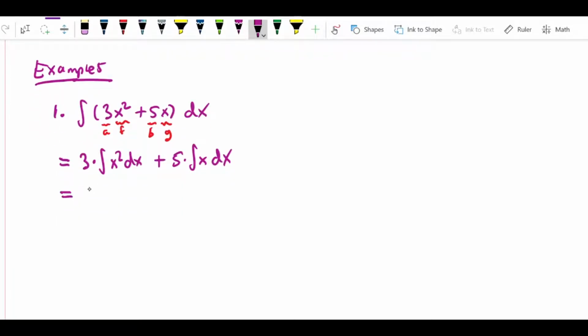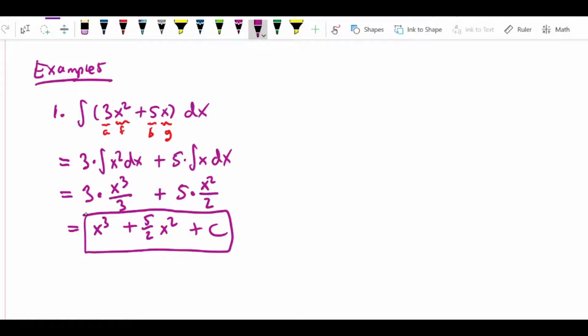So we now know how to find these antiderivatives. That's just going to be 3 times x cubed over 3, which is the antiderivative of x squared, and then plus 5 times x squared over 2. And don't worry, I'll add in the plus c at the end. This is just going to be x cubed plus 5 halves x squared plus c.